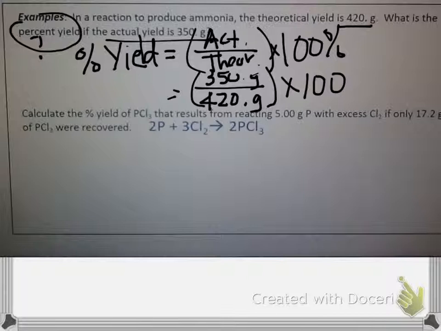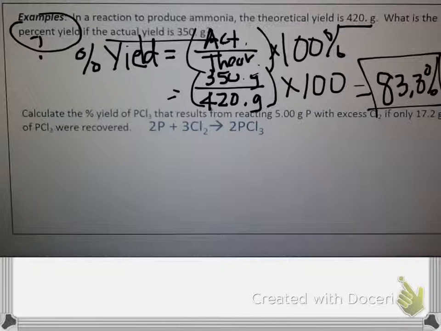Okay, 83.33333 repeating percent. Well, notice I've got three significant figures on top and on bottom. I'm dividing, so my answer is going to have three significant figures. So I'm going to have 83.3% as my yield. 83.3% is the percent yield of this reaction. All right, let's try one that's a little more difficult, shall we?